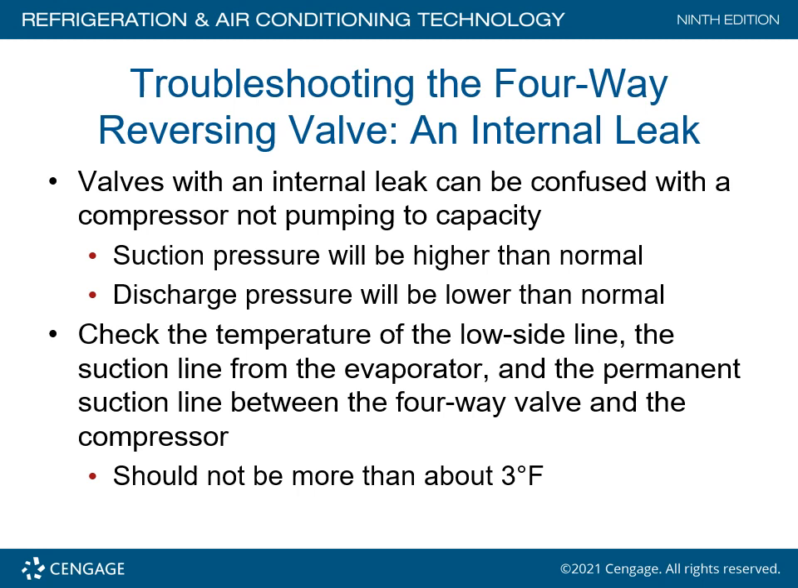Troubleshooting when the four-way reversing valve has an internal leak. This happens a lot more times than I care to tell you about. Valves with internal leaks can be confused with a compressor not pumping to capacity. This is a common problem out there. Suction pressure will be higher than normal. Discharge pressure will be lower than normal. Check the discharge of the low side line, the suction line from the evaporator, and the permanent suction line between the four-way valve and the compressor. Should be no more than 3 degrees Fahrenheit. So basically what we're saying is, in order to troubleshoot a leaky four-way valve, you need to do contact temperature sensing.